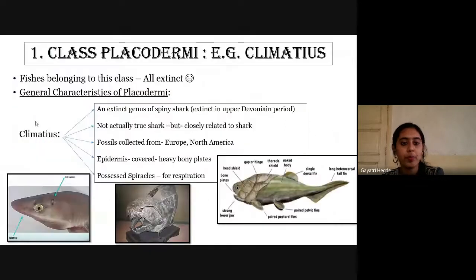Okay. Then inside this, as I said, superclass Pisces में तीन क्लास पढ़ेंगे. First class is Placodermi. Now this Placodermi, it has fishes which have all been extinct. Okay, they are all extinct. It is very sad. We cannot see fishes belonging to Placodermi.